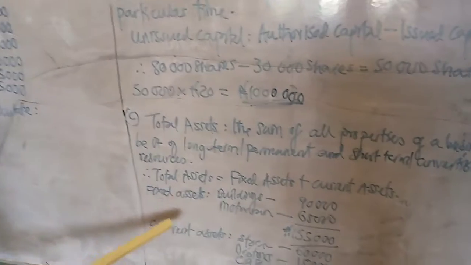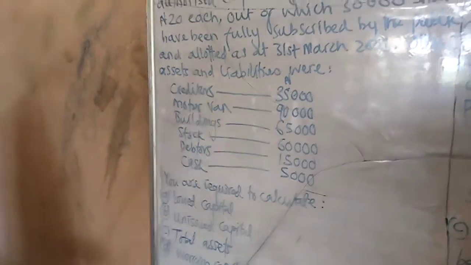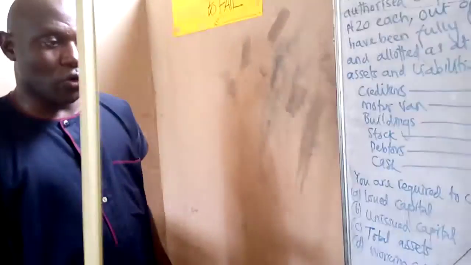So in other words, the total of your fixed asset and your current asset is your total asset. Okay, so we need to identify the items that are fixed asset from the question here. So from our definition, properties of the business, not monies, not monies owed by the business, okay? Properties of the business. So creditor is the money owed by the business.